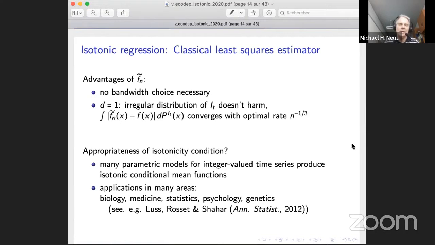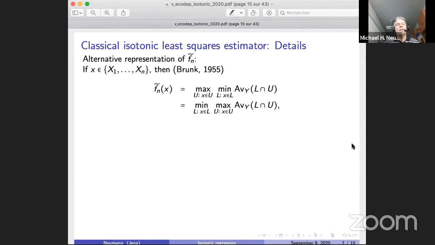I don't want to pretend to be a specialist in applications, but you will find in the literature, I mentioned only this one paper, really many applications in different fields. So next slide, please. One interesting thing, which is already known for a long time, is that the classical isotonic least squares estimator has such a max-min or min-max representation.